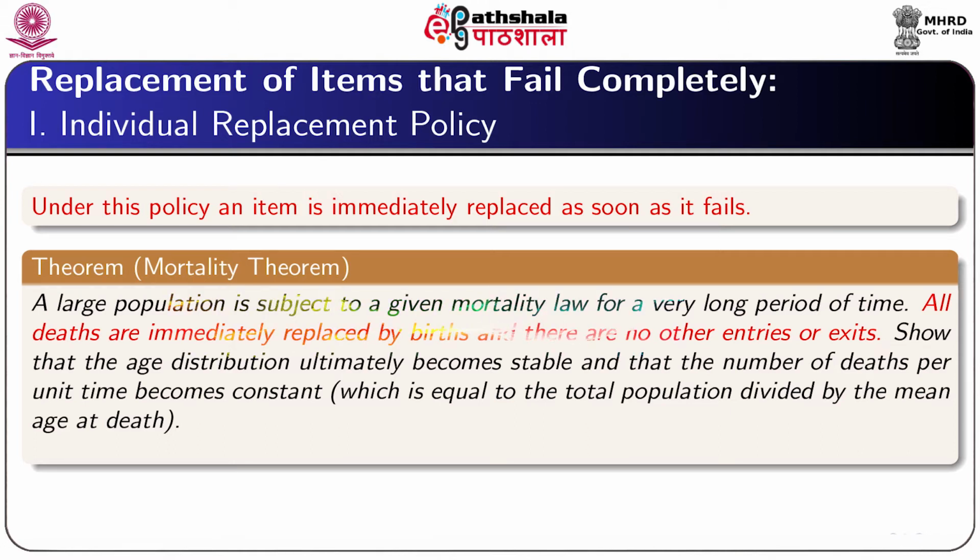The theorem is like this: a large population is subject to a given mortality law for a very long period of time, and all deaths are immediately replaced by births, and there are no other entries or exits. We can show that the age distribution ultimately becomes stable in the steady state, that the number of deaths per unit time becomes constant.